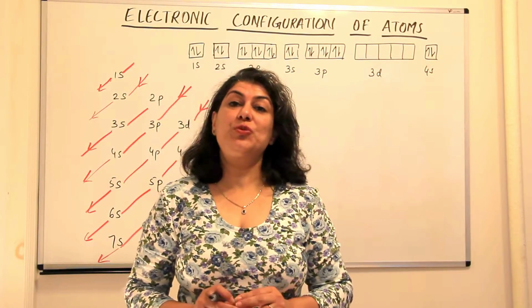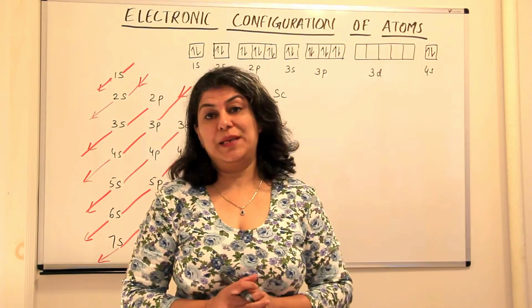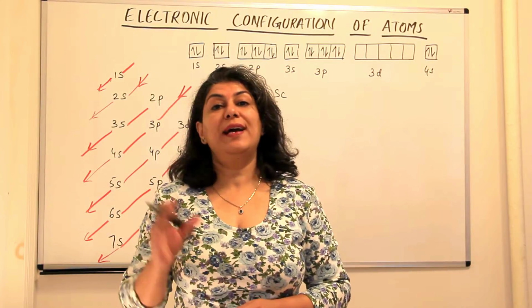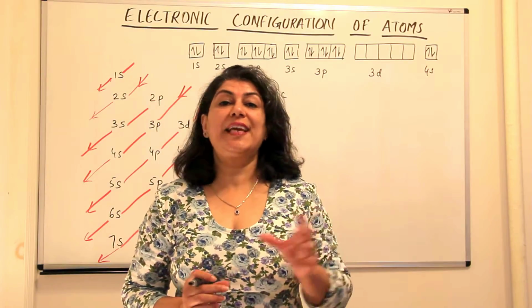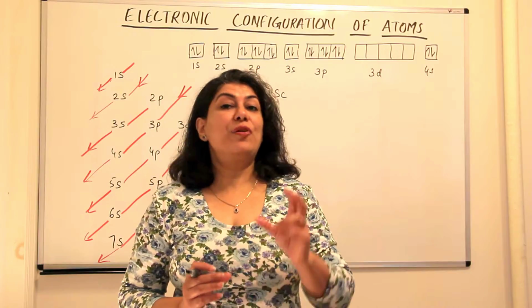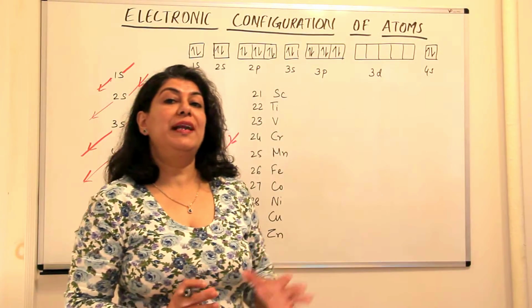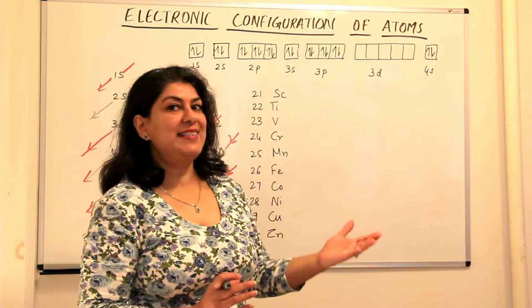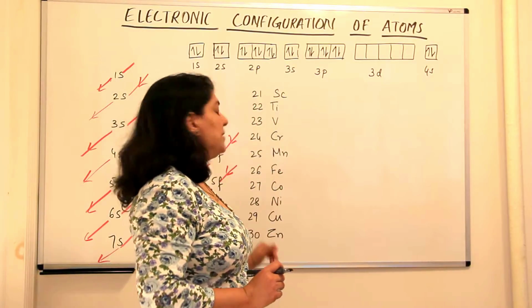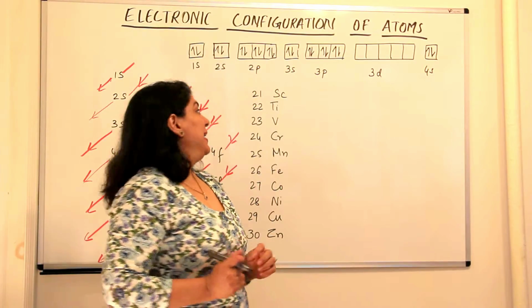In the first two videos, we did the electronic configuration of the first 20 elements. In video number 1, I did the first 10 elements. In the second video, I did the configuration of the next 10 elements, that is from sodium to calcium. And now we are going to do the electronic configurations of the next 10 elements, that is from scandium to zinc. Let us move on with it.